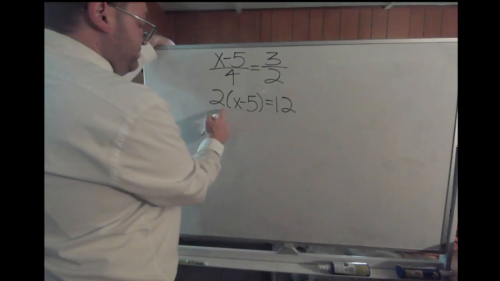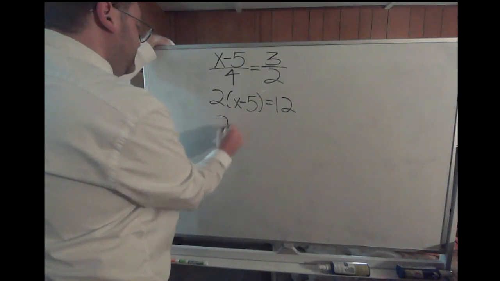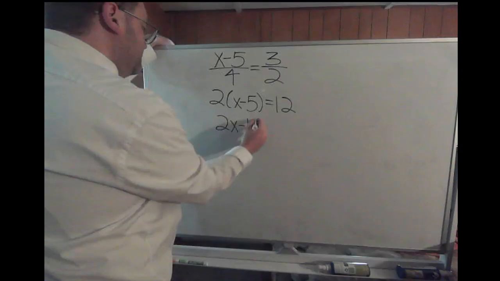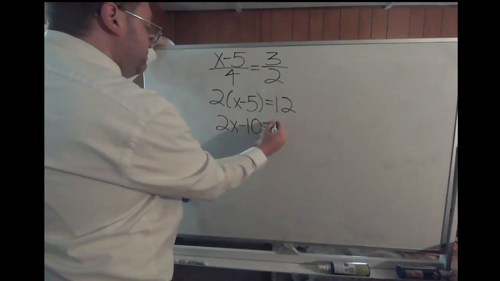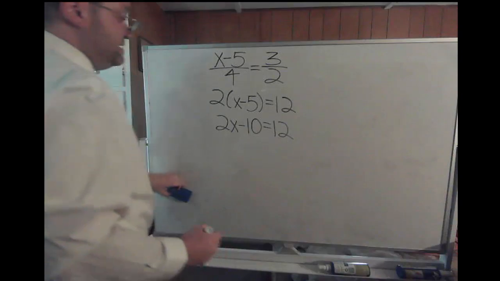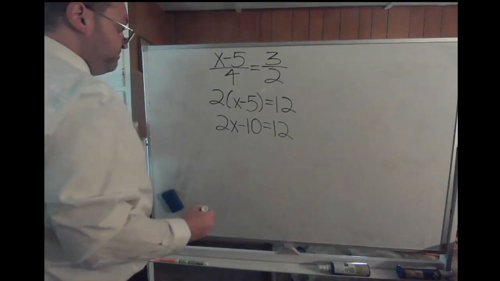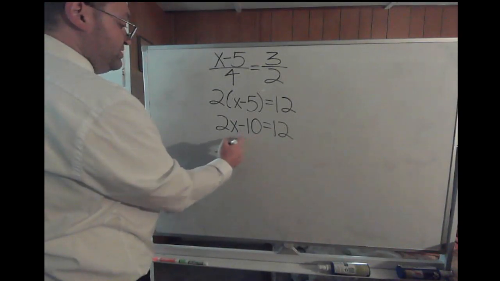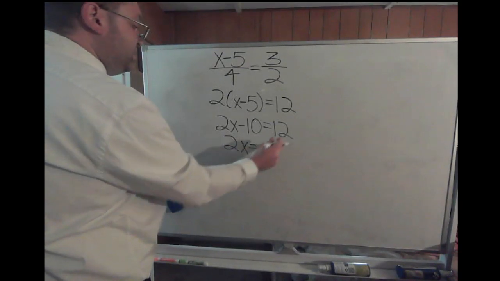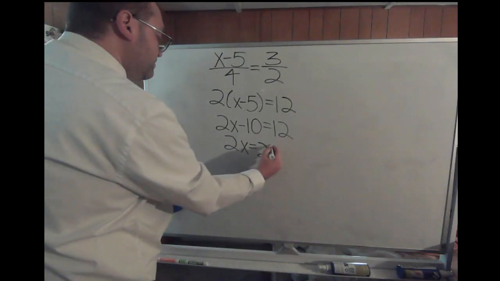Well, let's do the distributive property. 2 times x, that is 2x, minus 2 times 5, that'd be minus 10. That'd be equal to 12. Well, we want to isolate the 2x by itself. So you have to add 10 to both sides. You do it to the left side, you get 2x by itself. Add 10 to 12, you get 22.